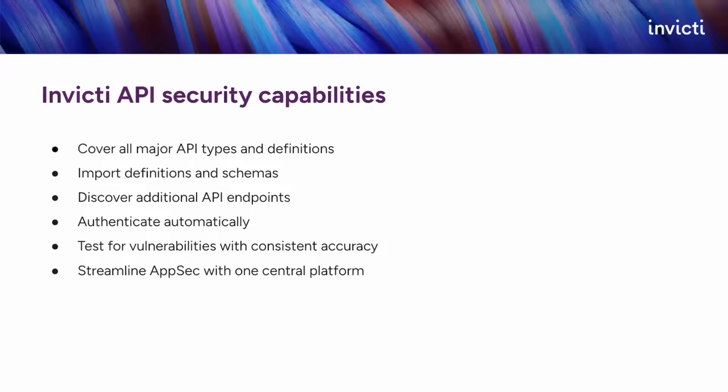Test for vulnerabilities with consistent accuracy. With authentication set up and test targets discovered, Invicti can use its entire battery of high-quality security checks to safely probe the full application attack surface for vulnerabilities, covering both UIs and APIs.